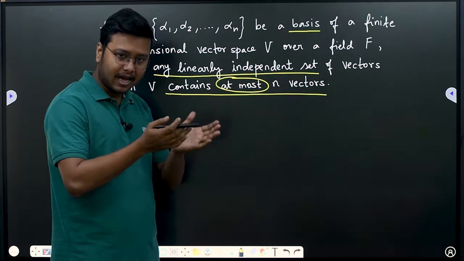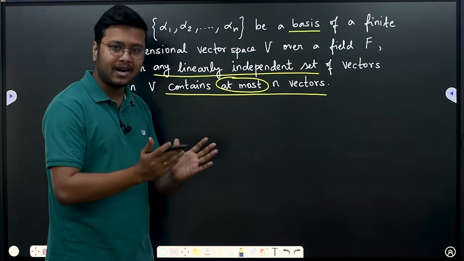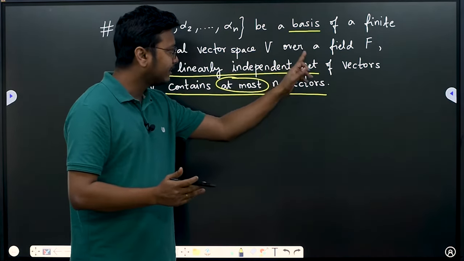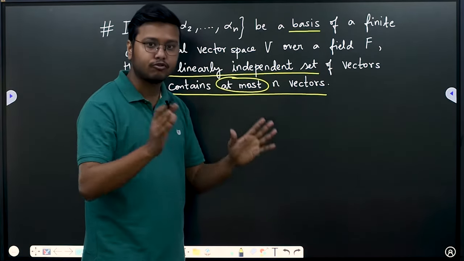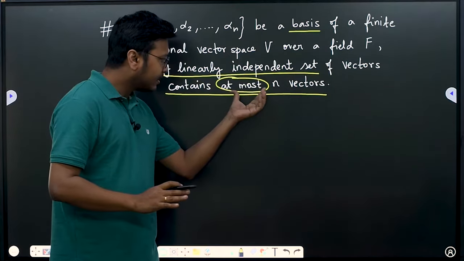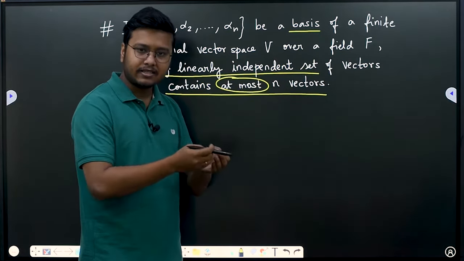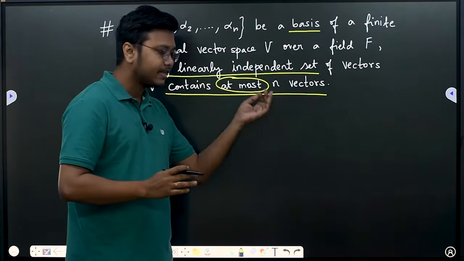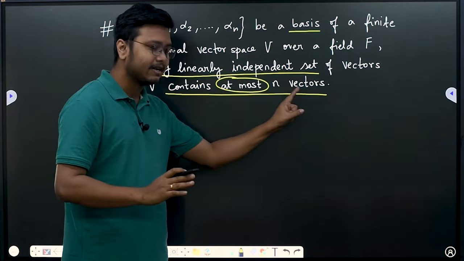Okay, like if I take a set of n plus 1 number of vectors from this given vector space, it has to be linearly dependent. It can never be independent. But my independent set can be lesser than n also. The size of the set can be less than n also. But the maximum size can be n.